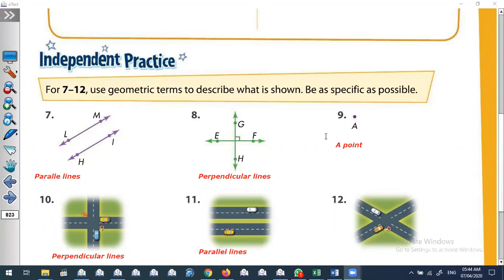Here. These two lines have no square corner. It's like the scissor or X. It's like the letter X. So they are called intersecting lines. Intersecting lines.